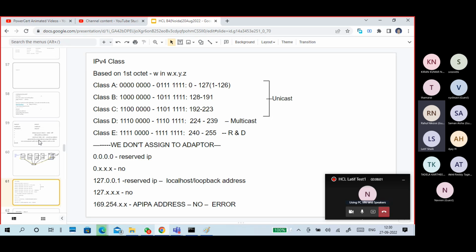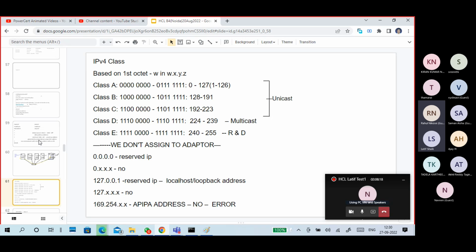Class E is not used by protocols, nor assigned to adapters. It is for R&D or some development. It is a reserved part, which may be released in the future.